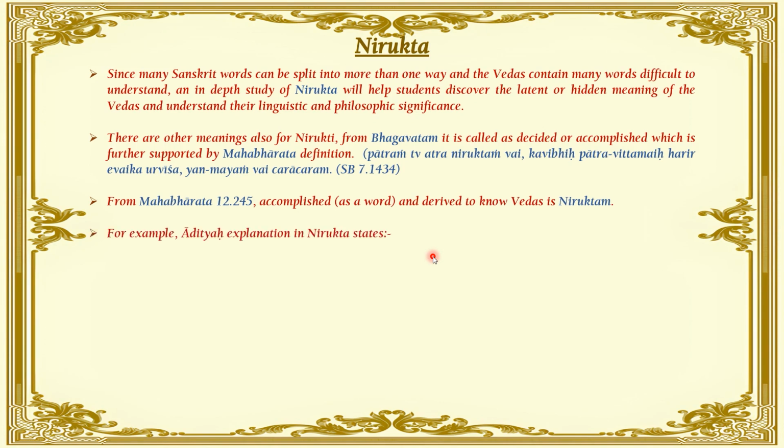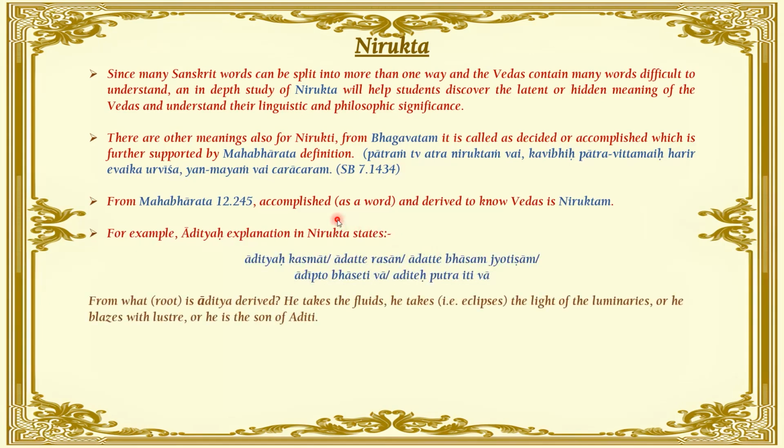One of the very good examples to take is Aditya. Now, how do we understand what this word Aditya means? Well, it means several things. Aditya kasmat, adate rasan, adate ahasam, jyotisham, adate adityo bahasriti va, aditi putra iti. So Aditya can refer to the fluids, to the eclipses, to the sun, or to the offspring of Aditi. For each and every word there are tens of meanings, so we have to understand what it means from the context.